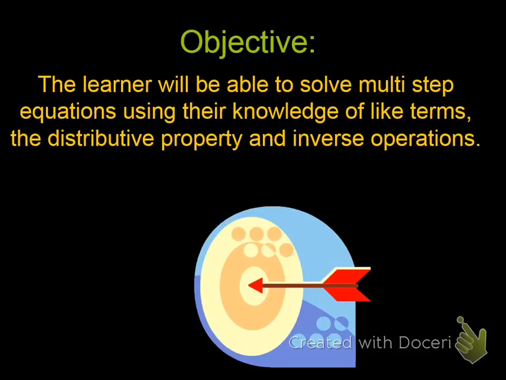Today's objective was the learner will be able to solve multi-step equations using their knowledge of like terms, the distributive property, and inverse operations. Please make sure to turn in your graphic organizer when you complete this video, and go back into the classroom account and mark the video as done.